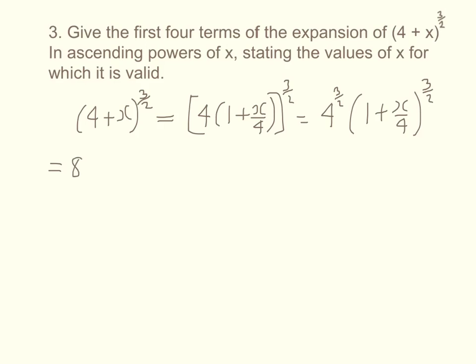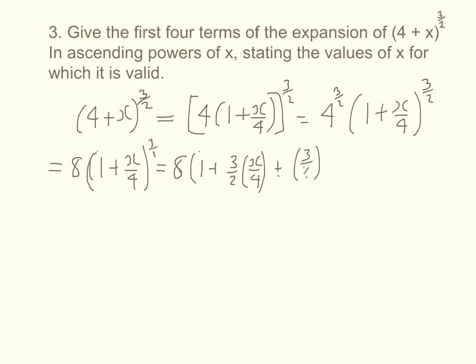So that's 8 lots of (1 plus x over 4) to the power of 3 over 2. And then we just use our binomial on the brackets, and remember to keep the 8 there as well. So we've got 8 lots of 1 plus 3 over 2 lots of x over 4, plus 3 over 2 times (3 over 2 minus 1), which is a half, over 2 factorial lots of (x over 4) squared.